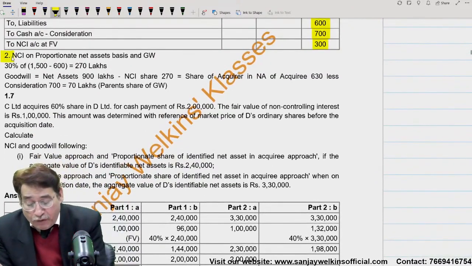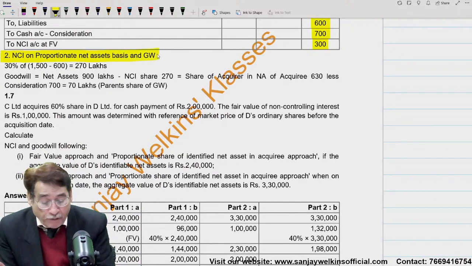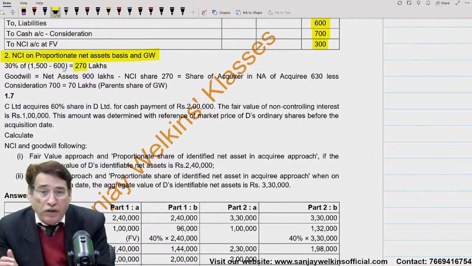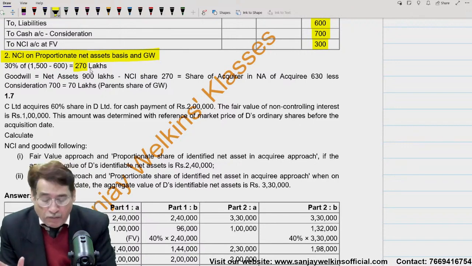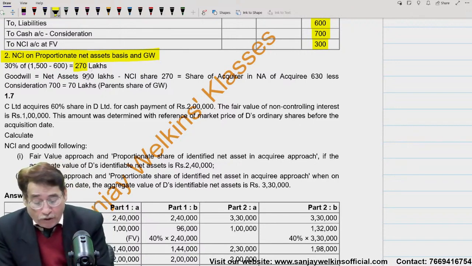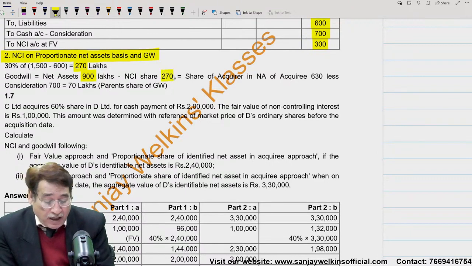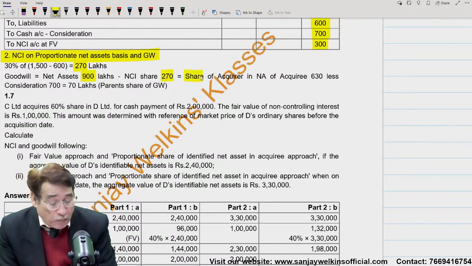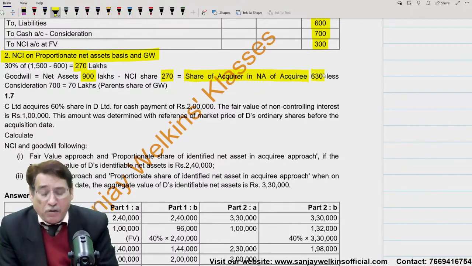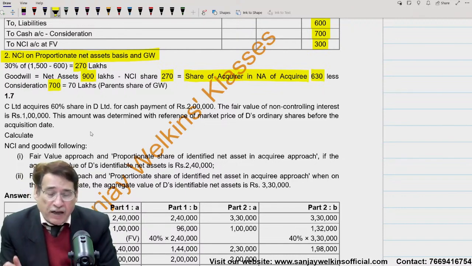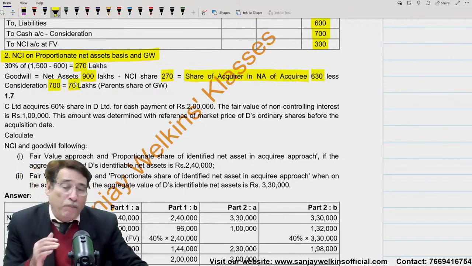In the second case, if you had adopted the proportionate share of net assets basis, in that particular case the NCI share would have been 270, because total net assets are 1,500 minus 600, that is 900, and 900 into 30% is 270. That would have been the share of NCI under PSNA basis. Then you can easily find out the amount of goodwill. See, net assets are 900, NCI share is 270. So the remaining, the share of the acquirer in the net assets of the acquiree, will be 630, and you compare it with the consideration of 700 lakhs. So in this case, your goodwill would have been 70.